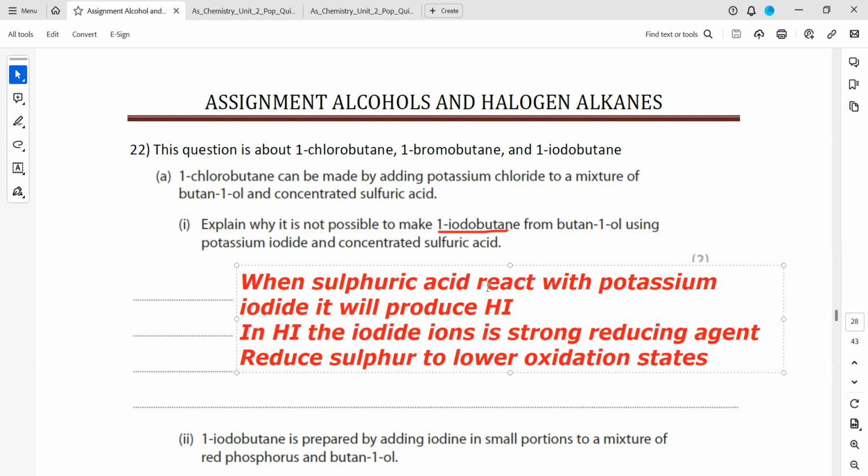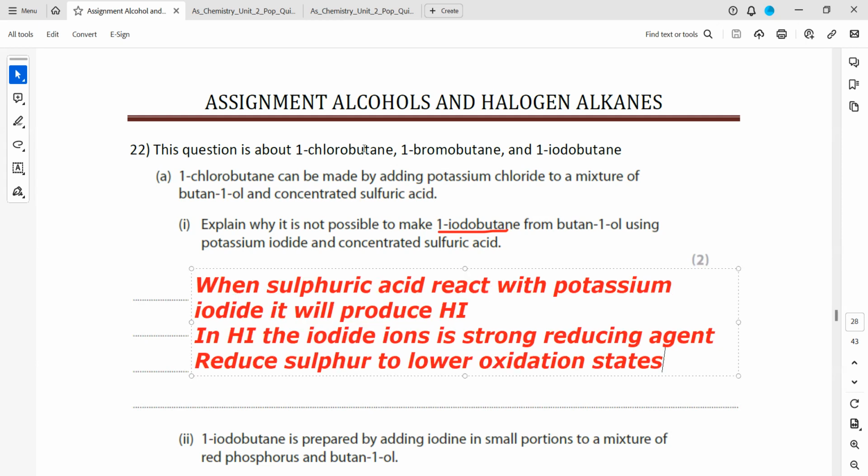So as it reduces the sulfur to lower oxidation states, it might produce sulfur dioxide, hydrogen sulfide. So these are the lower oxidation states. And the hydrogen iodide will not react with alcohol to undergo a substitution reaction.